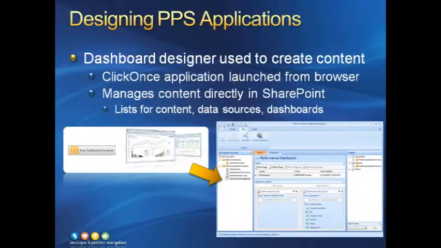So to use Performance Point Services and build applications, you're going to use a special tool. To start this tool, you click a button on the Performance Point Services page, and it'll launch the tool using one-click deployment in .NET. And this tool allows you to connect to data sources, it allows you to connect to other content and generate other content, and eventually build dashboards that contain all the information you need.